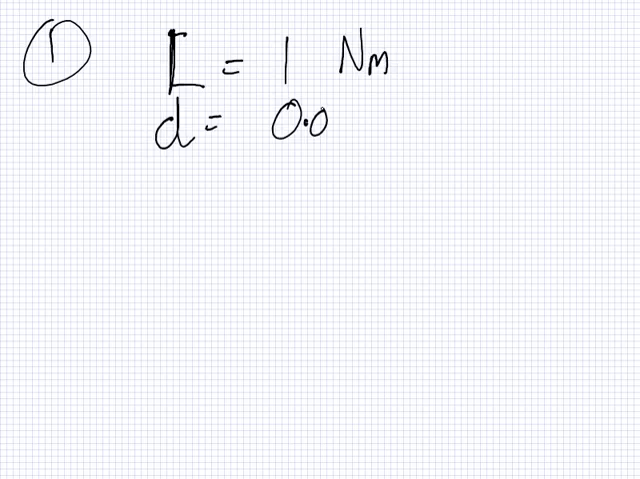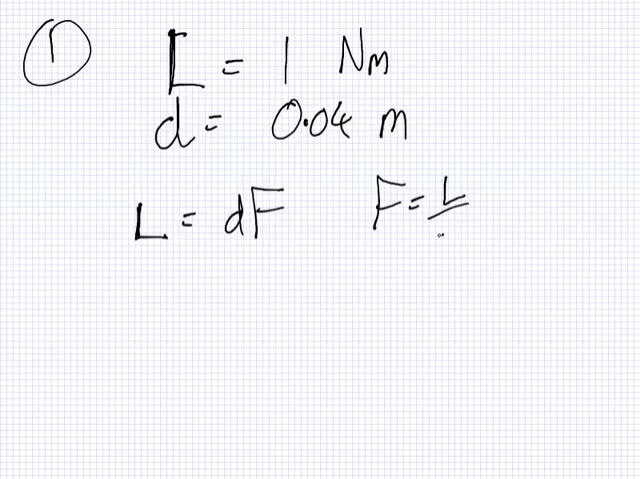Well, I'll just write down number 1 so we have it all in one spot. The turning force. What did I give you in the question? Force and D, F and D. We have to find L. L is 1 Newton meter and D was 4 centimeters. So, L equals dF. F equals L over D, which is 1 over 0.04, which is 25 newtons. And I think everyone got that last time.